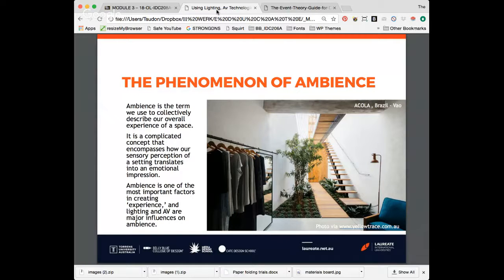So as we talked about earlier, we discussed this phenomenon of ambience very briefly in the weeks gone past, but ambience is essentially this term that we use to collectively describe the overall experience of a space. It's a really complicated concept because it encompasses how our sensory perception of a particular setting translates into a long-term emotional impression of that space. And it's one of the most important factors we have in creating experience, and lighting and AV are absolutely major influences in terms of the ambience of space.